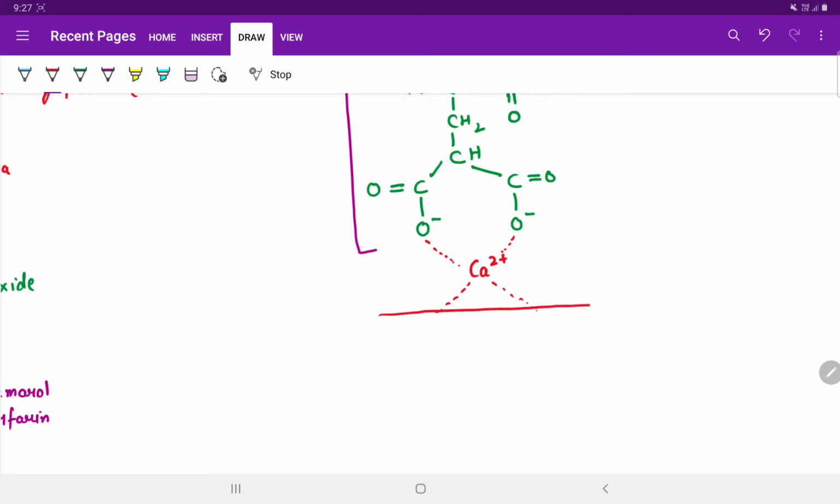And these are the phospholipids that are bound here. So these are the phospholipids that are bound in a complex structure of calcium along with the prothrombin and lead to the blood clotting formation.